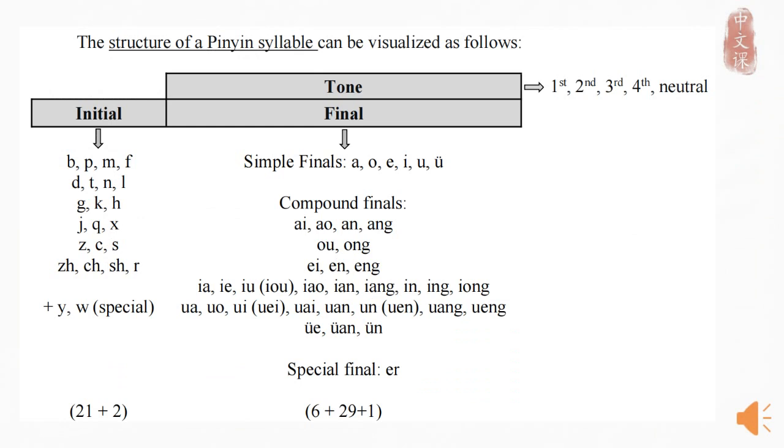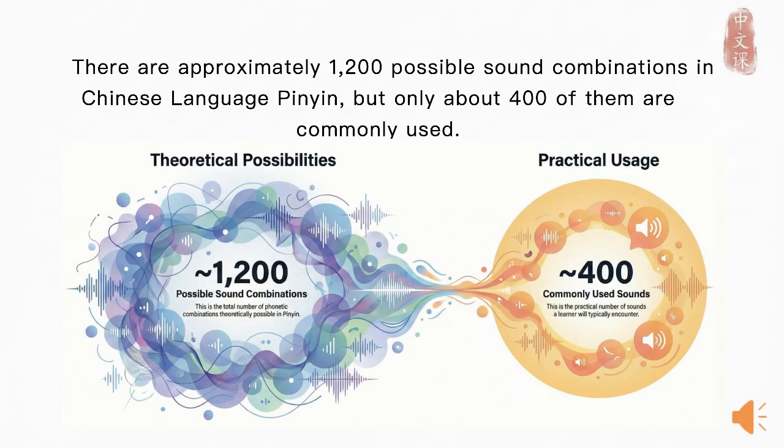The structure of a pinyin syllable can be visualized as follows: initial, final, tone. There are 21 plus 2 special consonants which can be initials, 6 simple finals, 29 compound finals plus 1 special final, as well as 4 tones plus a neutral tone. There are approximately 1200 possible sound combinations in Chinese language pinyin, but only about 400 of them are commonly used.